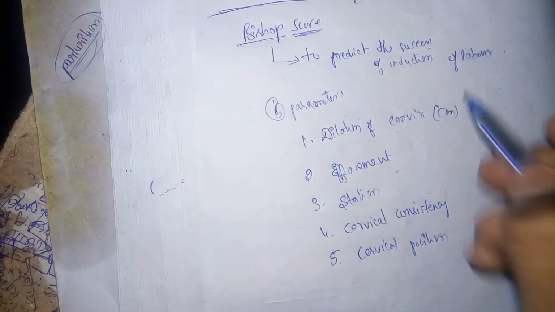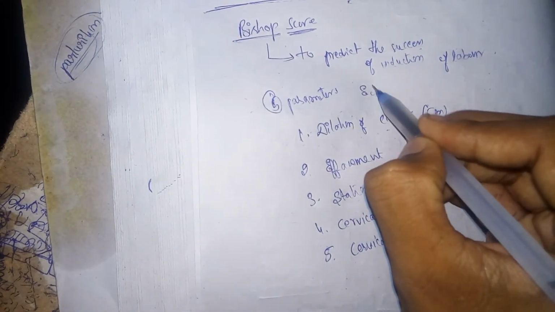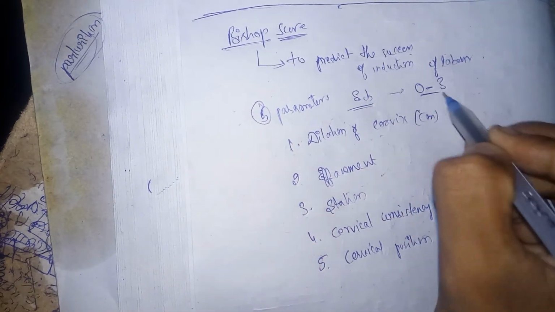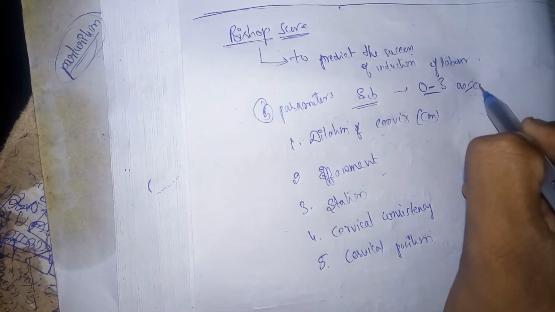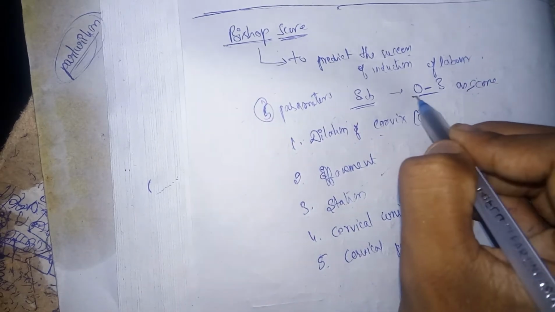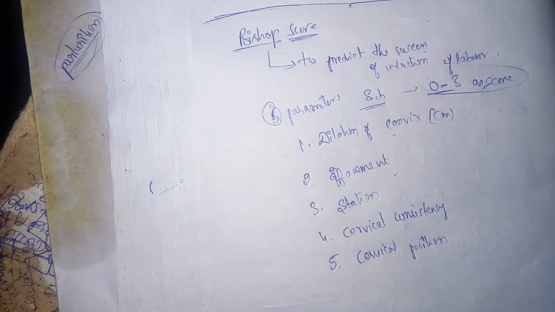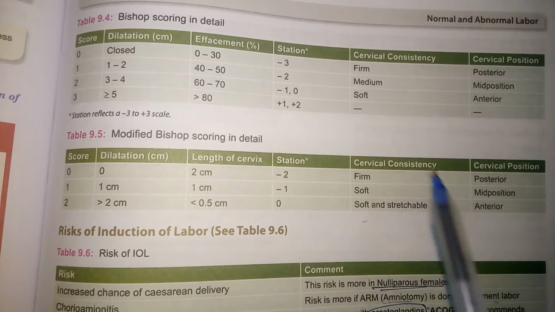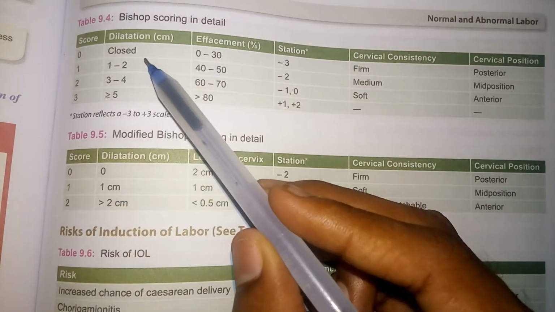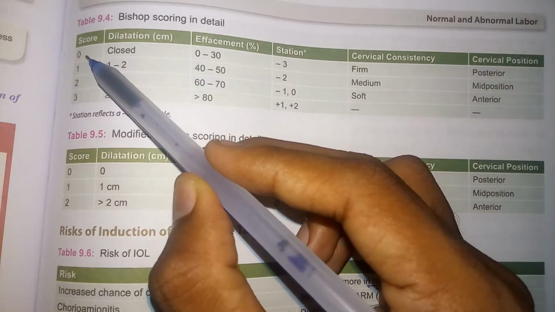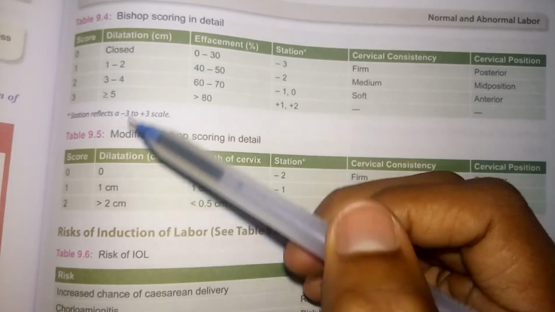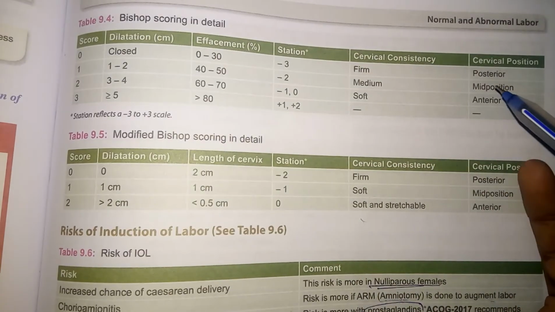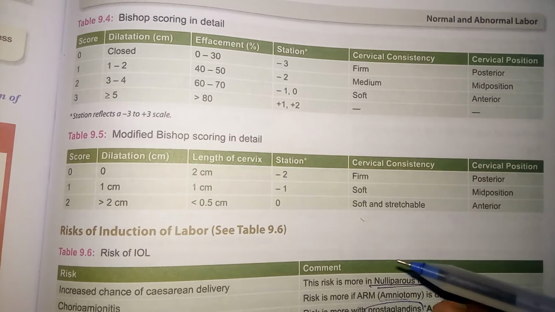And each of these parameters will be given 0 to 3 as score. Let's see the scoring. This is scoring. As I told you, each parameter will be given scoring from 0 to 3, right? Dilation of cervix, effacement, station, cervical consistency, and cervical position.